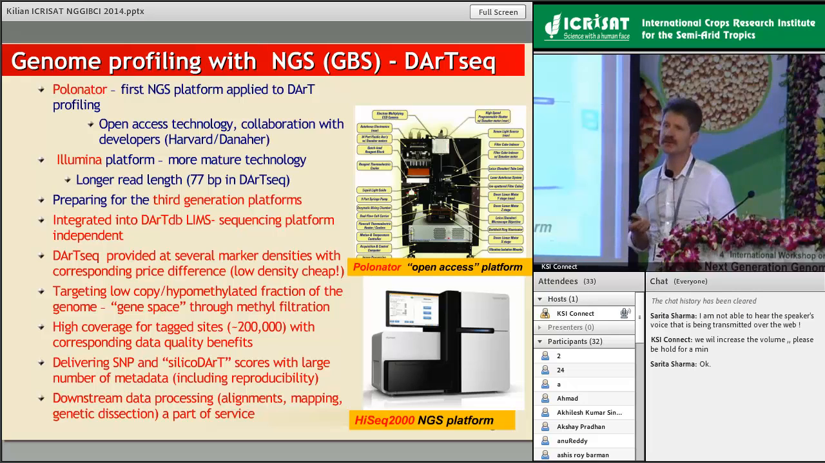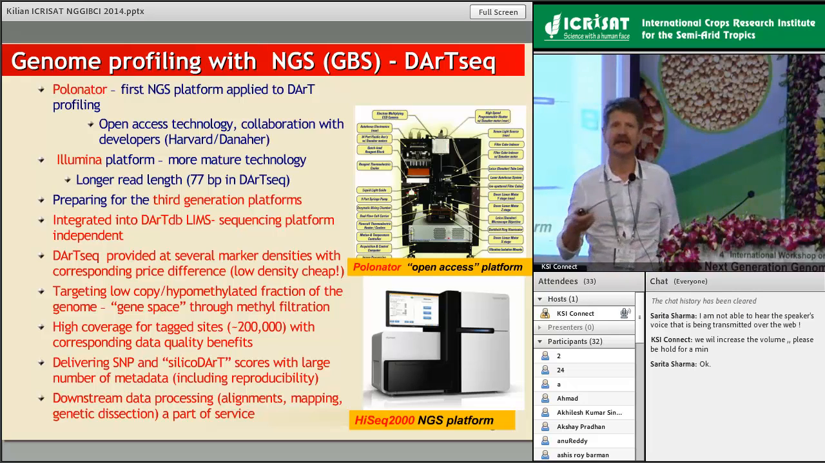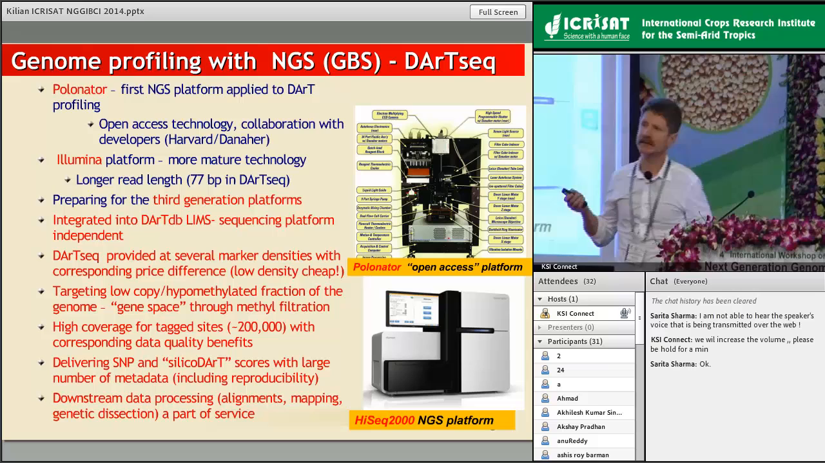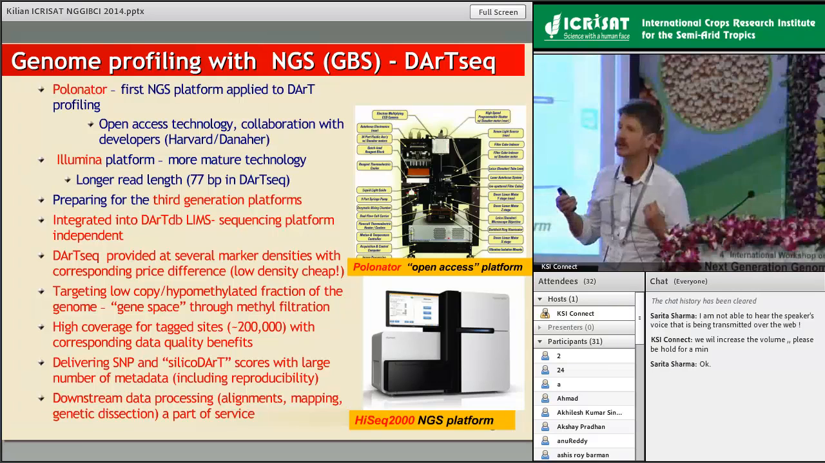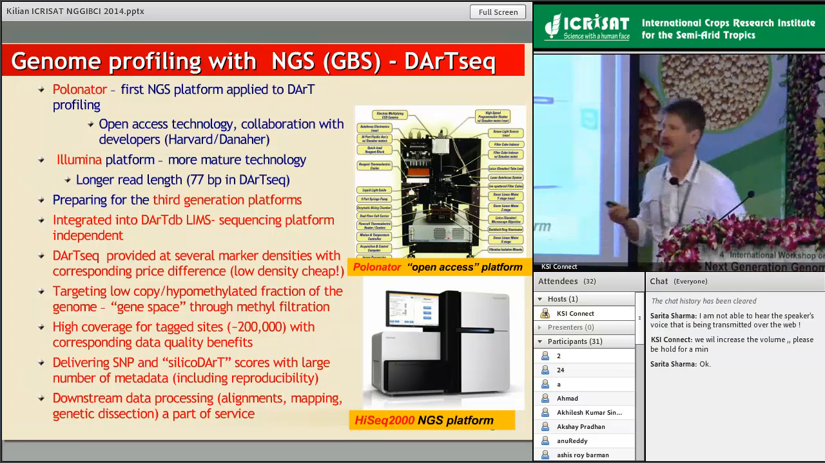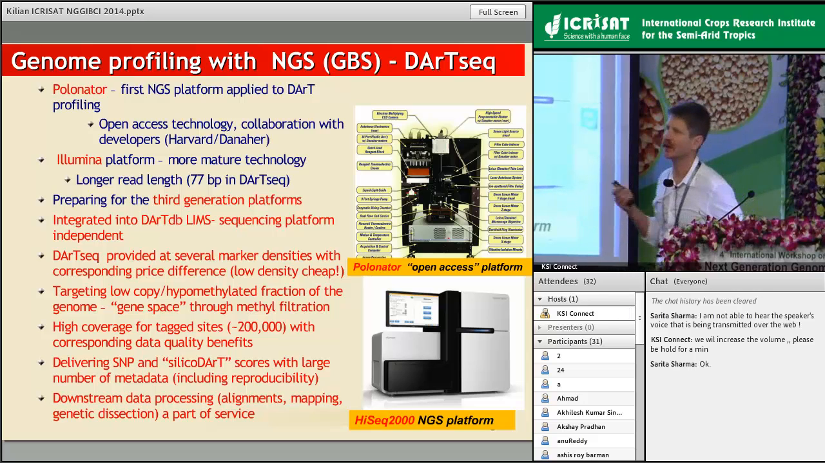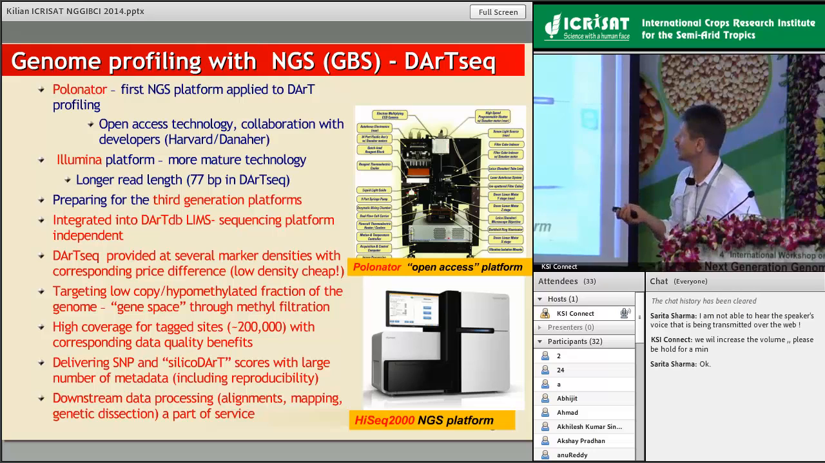DArTseq is also very tunable, as David said that the GWAS scheme is tunable. The same thing applies to DArTseq and GBS in general. You can titrate the amount of sequence that you put into your analysis to extract marker density that is appropriate for the application that you have in hand. This technology is targeting, compared to some other GBS approaches, the low copy, hypomethylated fraction of the genome.